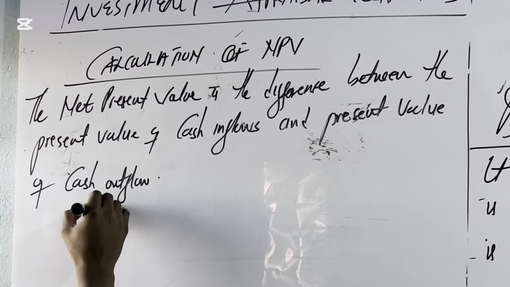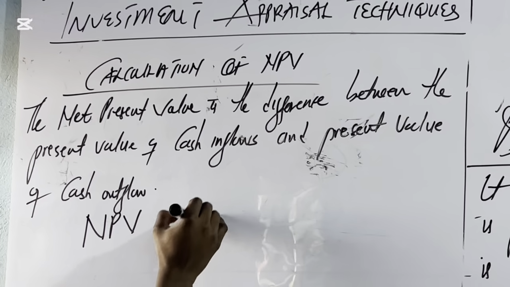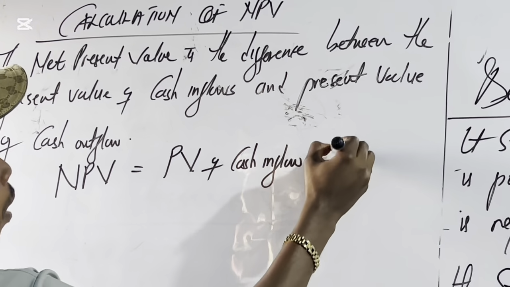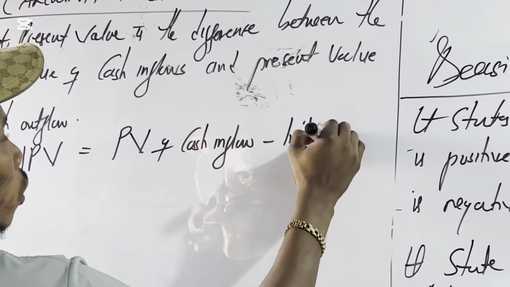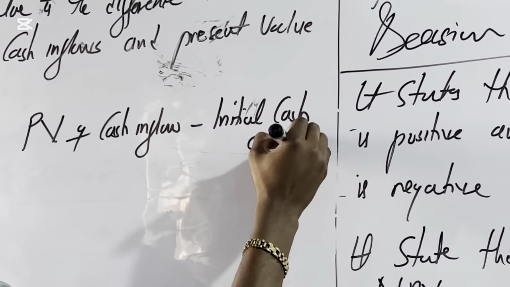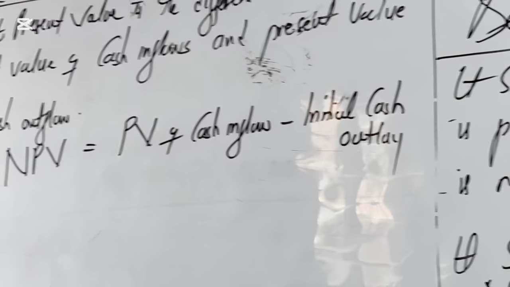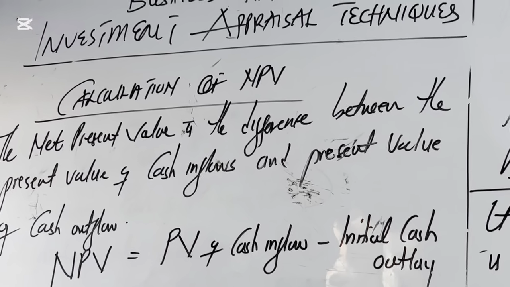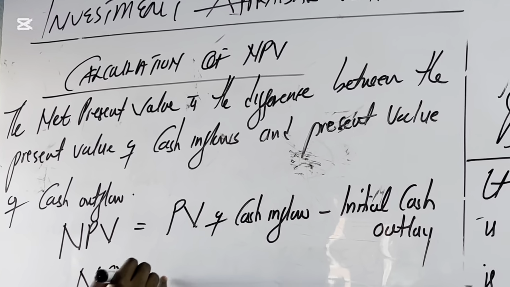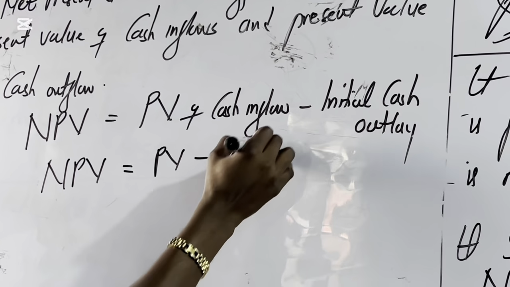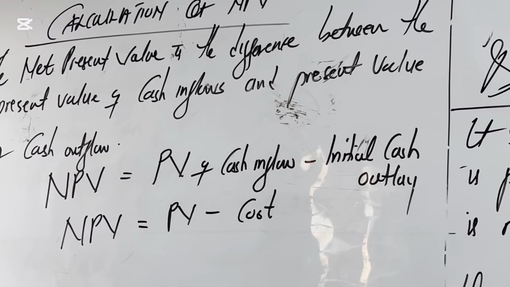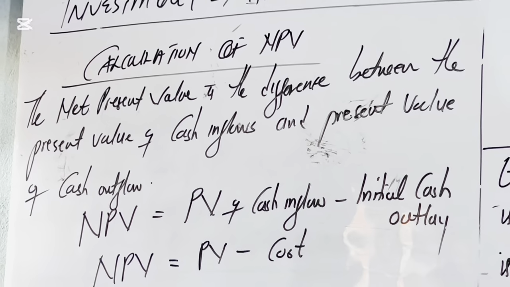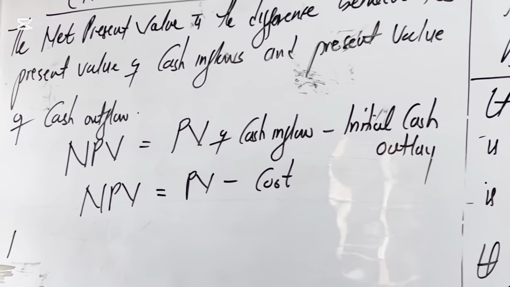So simply put, our net present value is our present value of cash inflow minus our initial cash outlay. When we say cash outlay, what we are trying to say is the cost of the investment, the amount of money we are putting into this project. So we can also write it as net present value is just the present value minus cost. That is the cost of the investment. That is it.